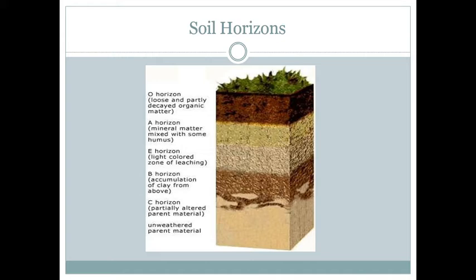And then we have the E horizon, primarily light colored. This is the zone of leaching. And we have also the B horizon, the accumulation of clay from above going down. And then we have the C horizon, partially altered parent material of the soil. And we have also the unweathered parent material. So if you dig the soil, you can determine the soil horizons.